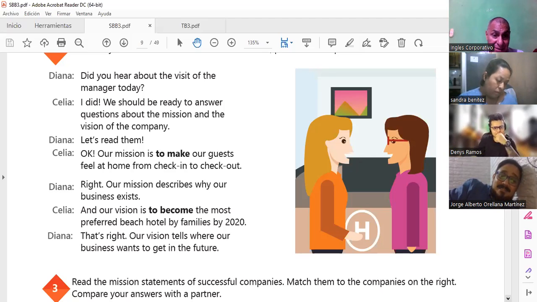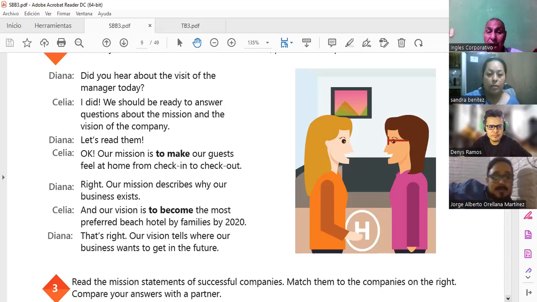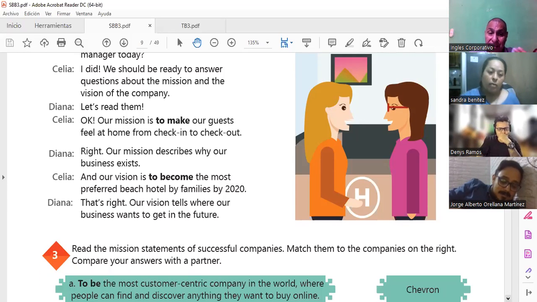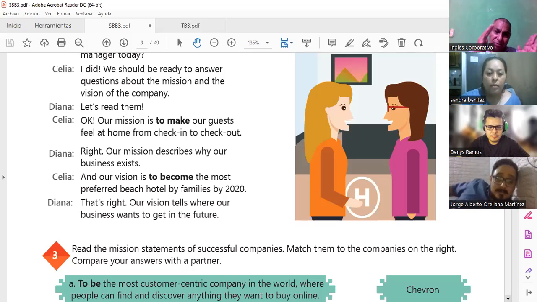Salida. Yes, check-in es registrarse y check-out es registrarse para salir. No. Checkout is la salida, yes. Okay, right. Our mission describes why our business exists. Es lo que les decía yo. Un mission statement describes por qué nosotros existimos. Yeah, why we are there. Y cuando constantly remind us ¿por qué existimos?, entonces, si nos vamos desviando, nos ponemos otra vez on track. On track quiere decir en el track.